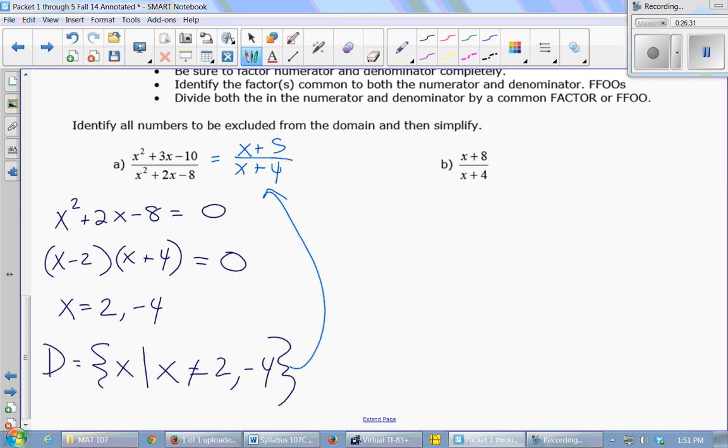Nope. You can't cancel the x's. You can't cancel the 8 over the 4. We call this prime, right? You can't reduce anything any further. Or you could say it's already in lowest terms.